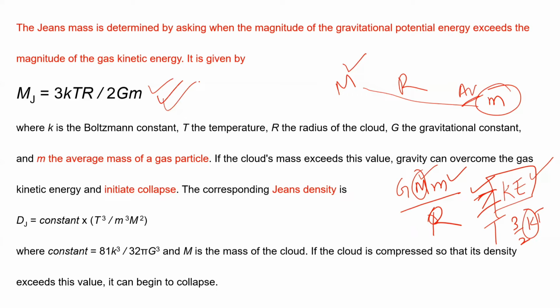We can also calculate the Jeans density of any gas cloud. Its value is given by this formula. If the gas density of any cloud exceeds this value, then also it begins to collapse to form a planet or star. Okay, so one question also arises in our minds: how are a star as well as a planet formed by individual gas clouds?